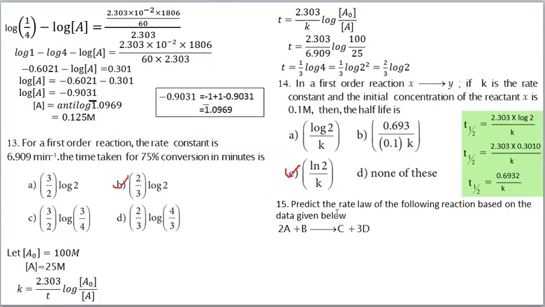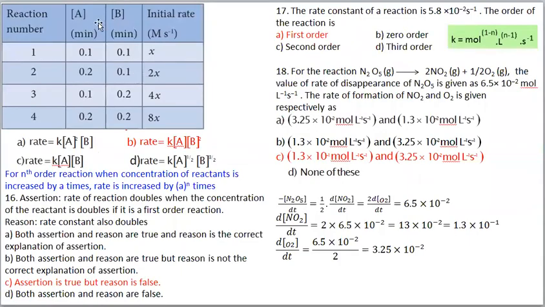Predict the rate law of the following reaction based on the data given below. 2A plus B gives C plus 3D. So the reactants are A and B. So the rate of reaction is equal to the rate constant into the concentration of A to the power X into the concentration of B to the power Y. We want to find out A is how much and B is how much. Then only we will get a correct rate law.